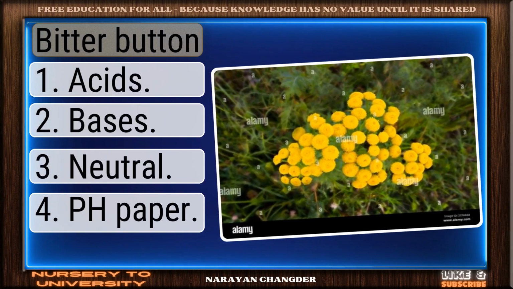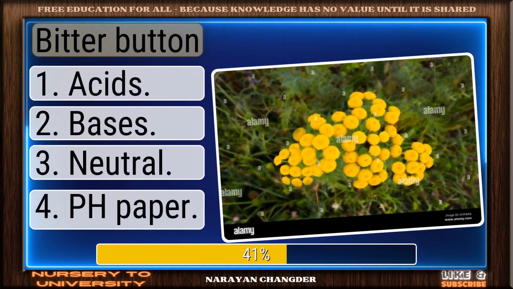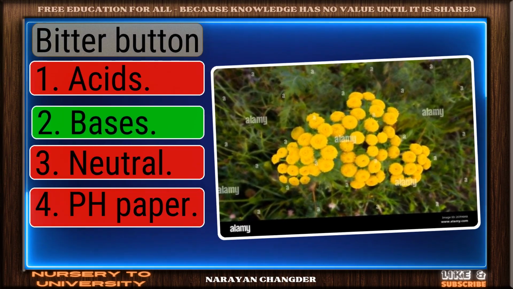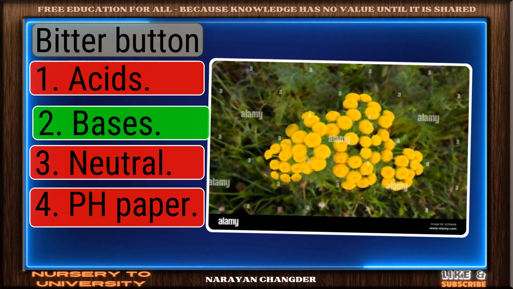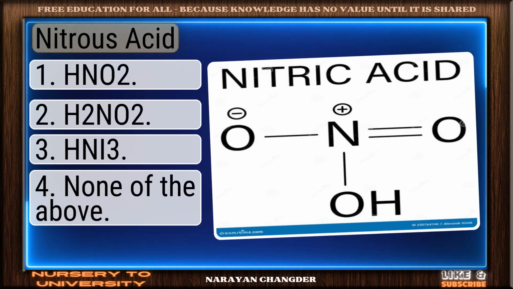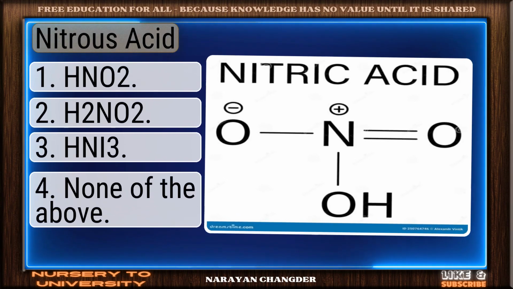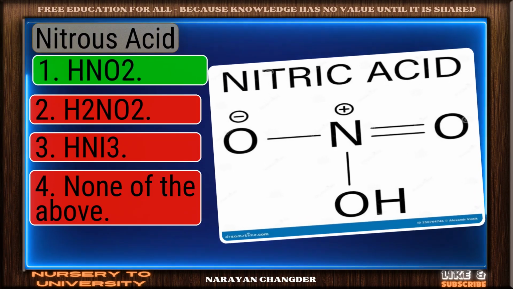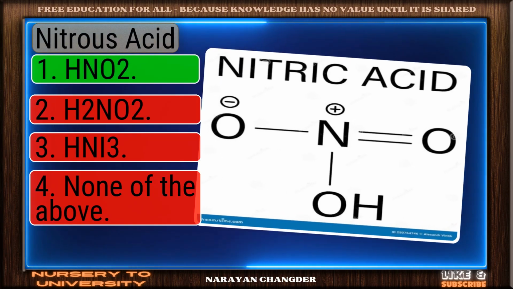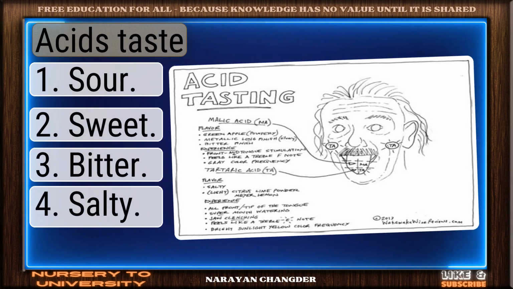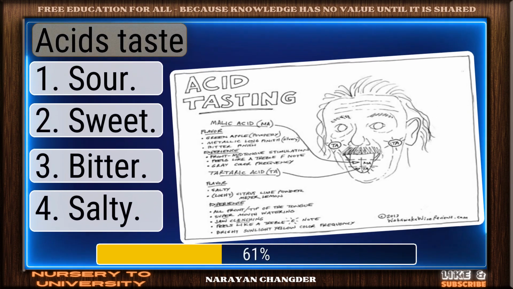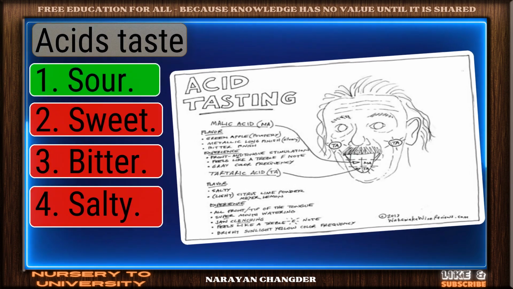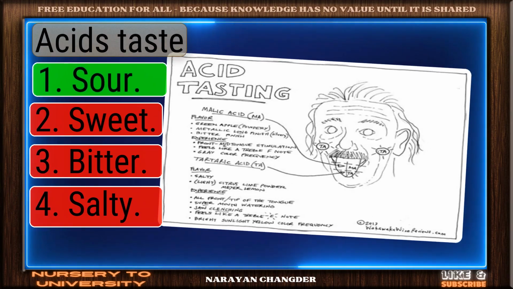Question number 289. Bitter, dash. Well picked. Bases is the correct answer. Question number 290. Nitrous acid. You chose HNO2, and it is correct. Question number 291. Acids taste. Smart move. Sour is an accurate answer.